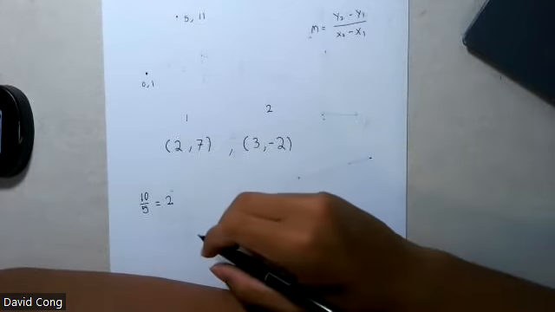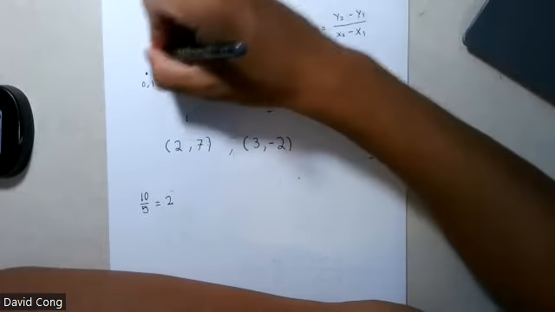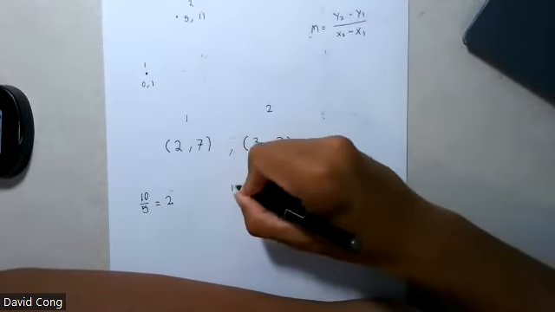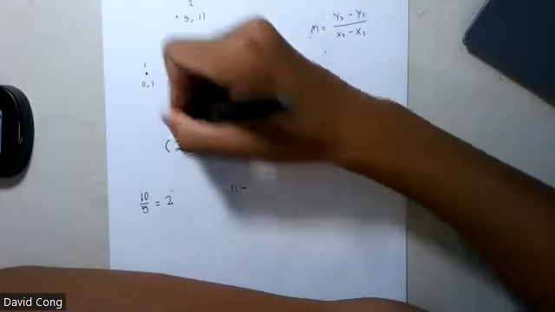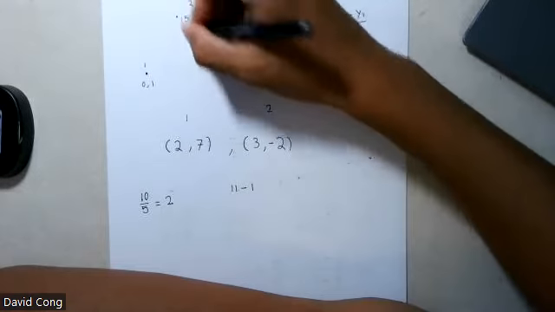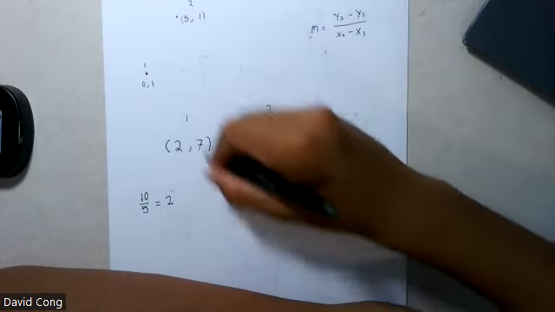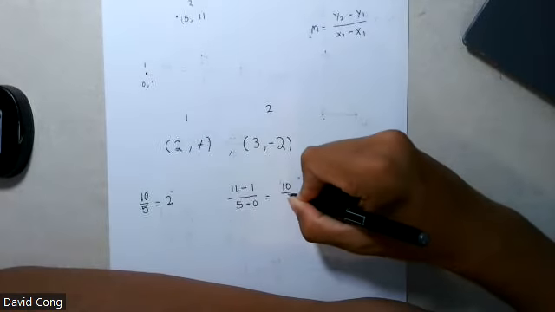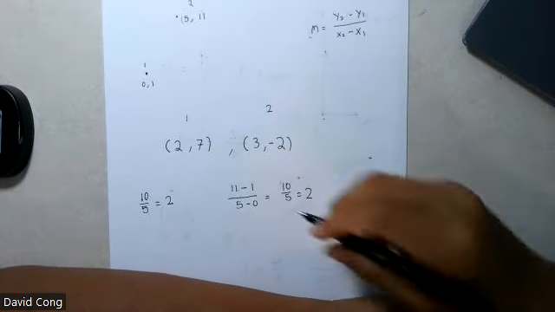And now if we want to use y1, x1, let's call this point 2 and this 1. Let's take the y coordinate of 2, subtract it from the y coordinate of 1, the x coordinate of 2, and the x coordinate of 1.